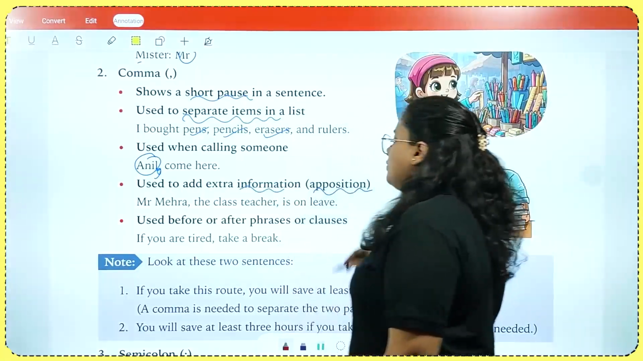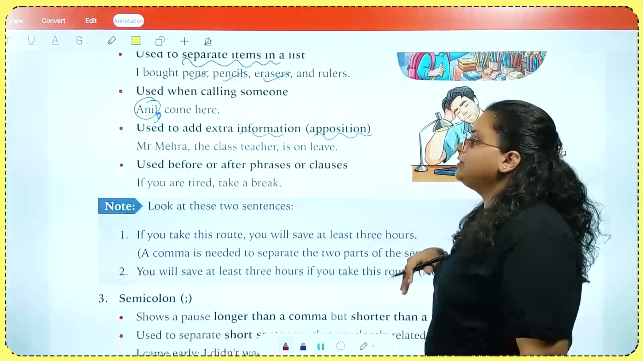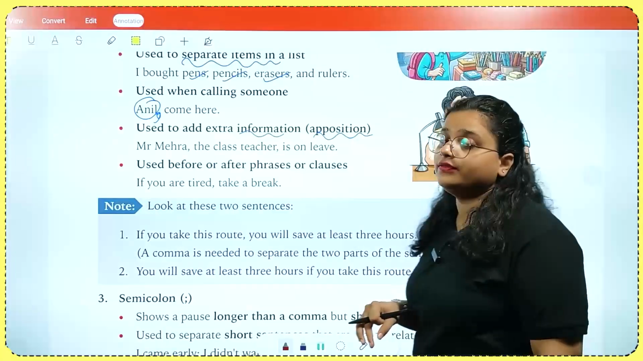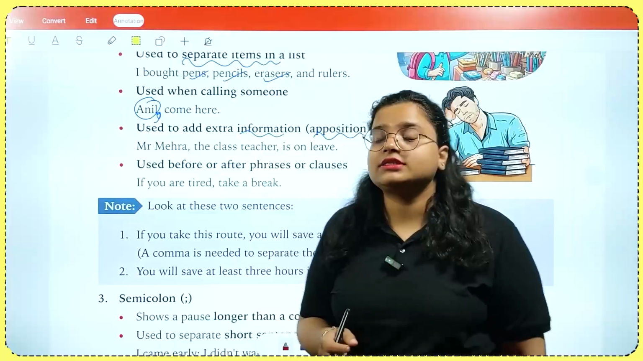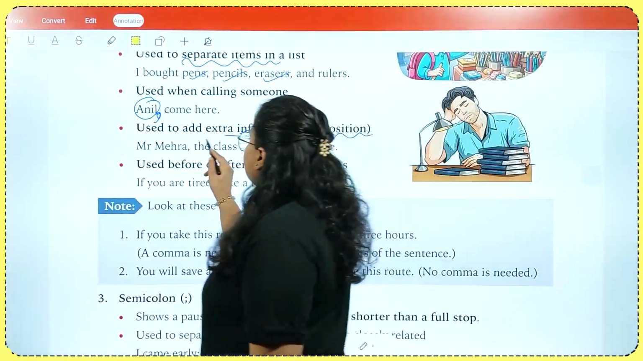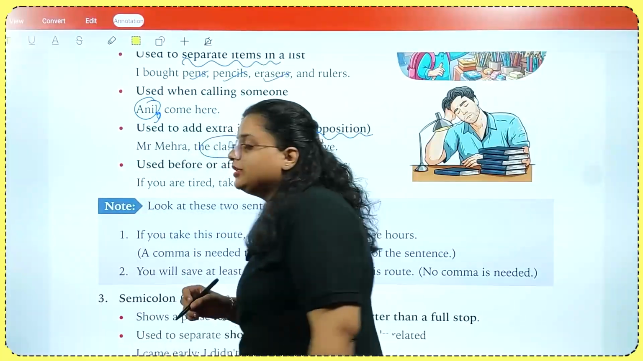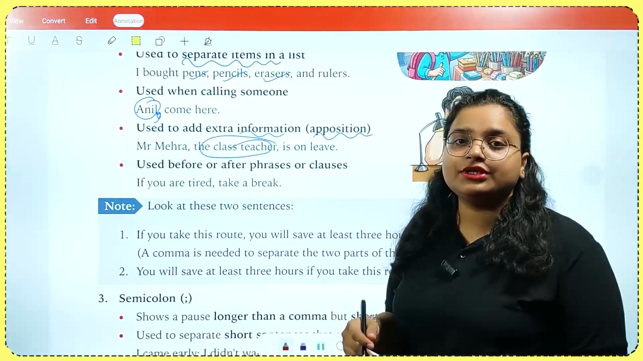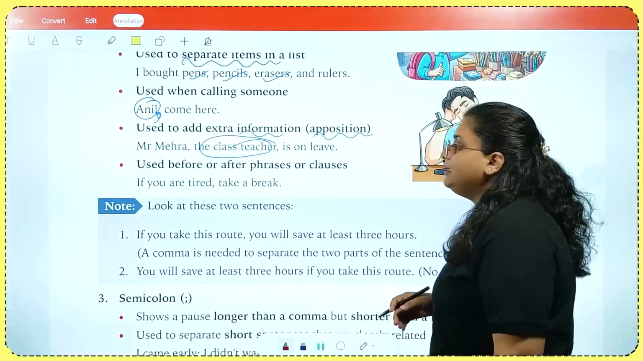A position. Okay, Mr. Mehra, the class teacher, is on leave. So here we are talking about Mr. Mehra and we are giving additional information that he is the class teacher. And what is the information about him? That he is on leave.